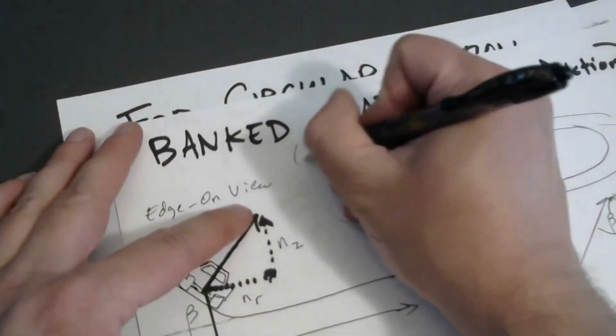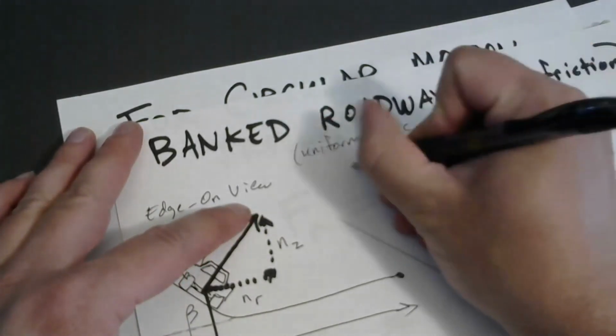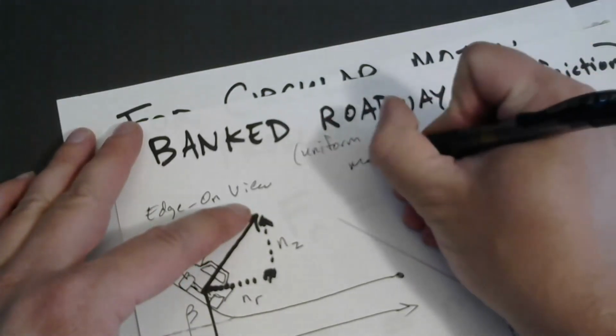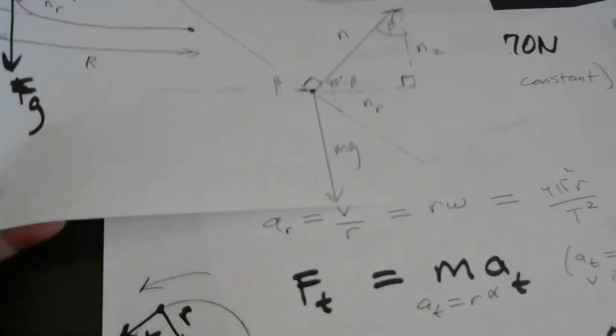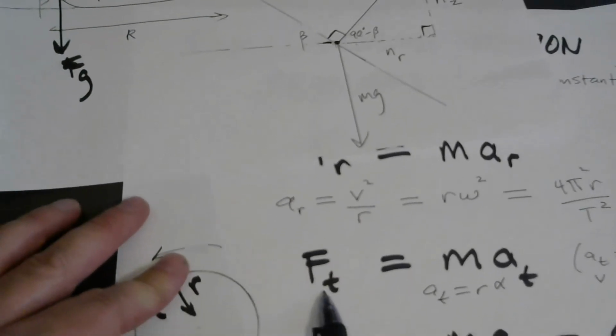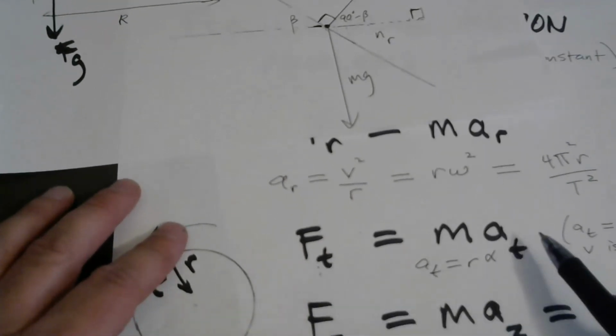So I'll say uniform circular motion. There was no mention of speeding up or slowing down. So if we were to evaluate this equation, we would have 0 on the left side, since there are no tangential forces. We would also have 0 on the right side because we're assuming that there's no tangential acceleration. This car is not speeding up or slowing down.